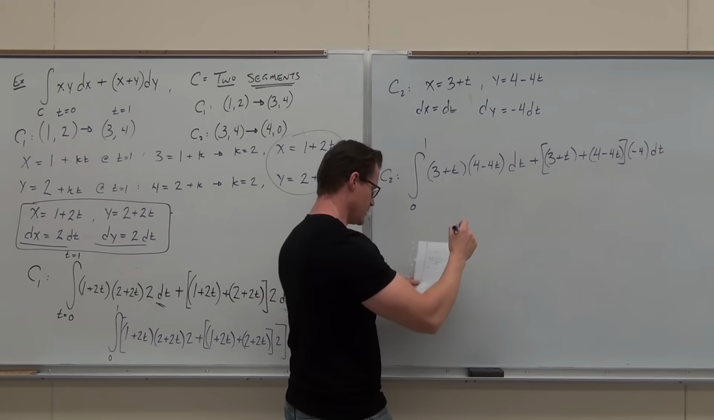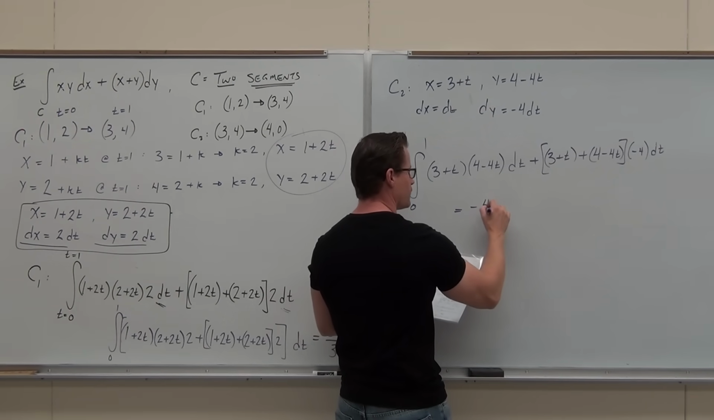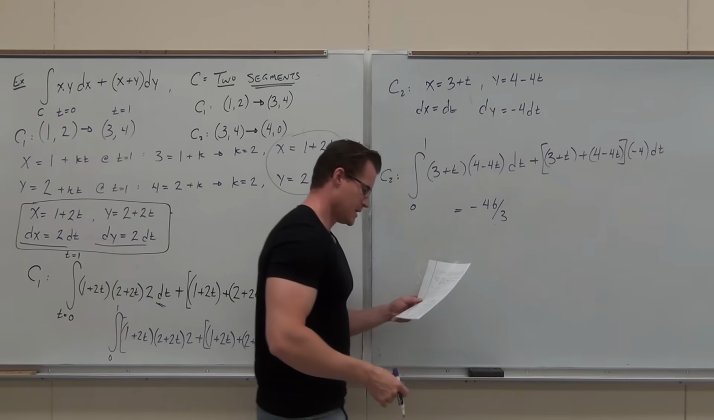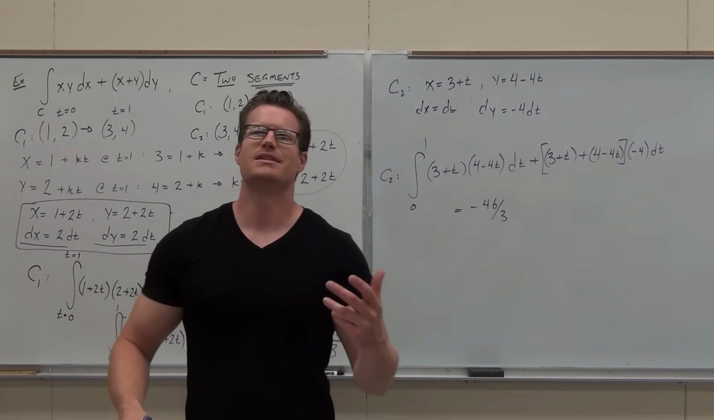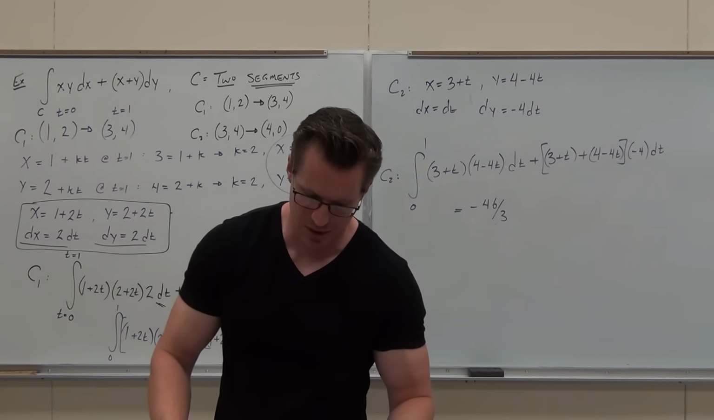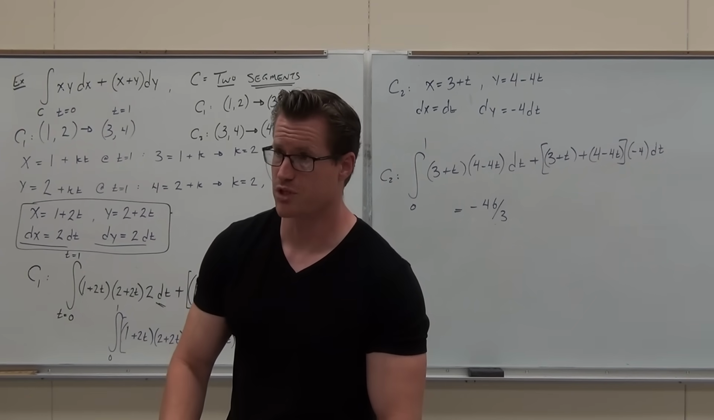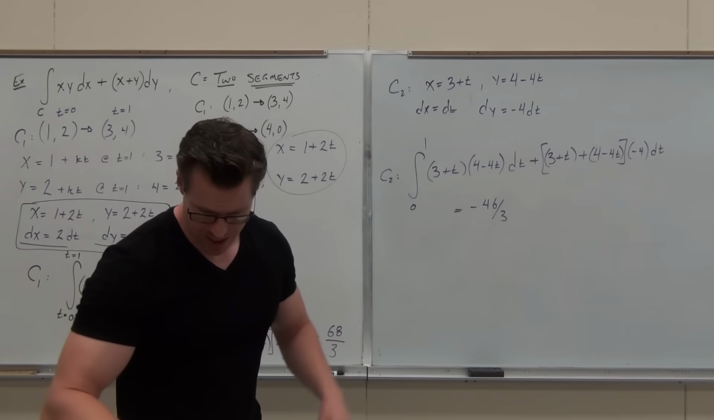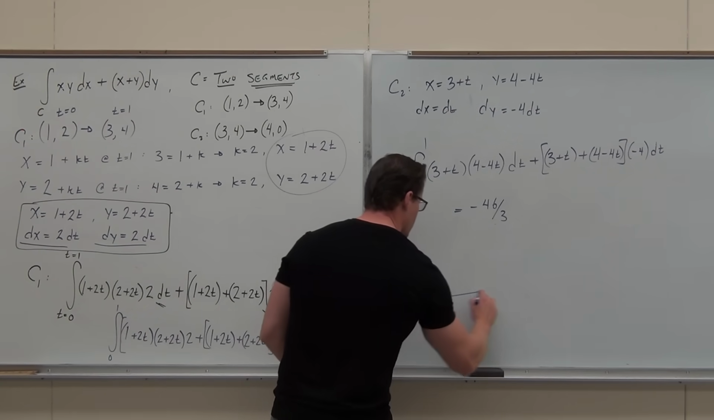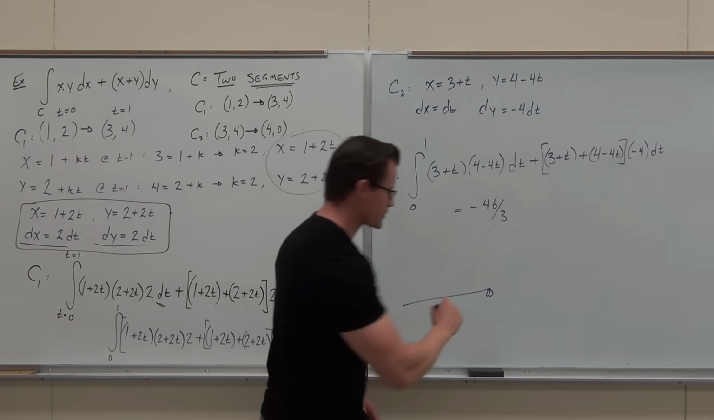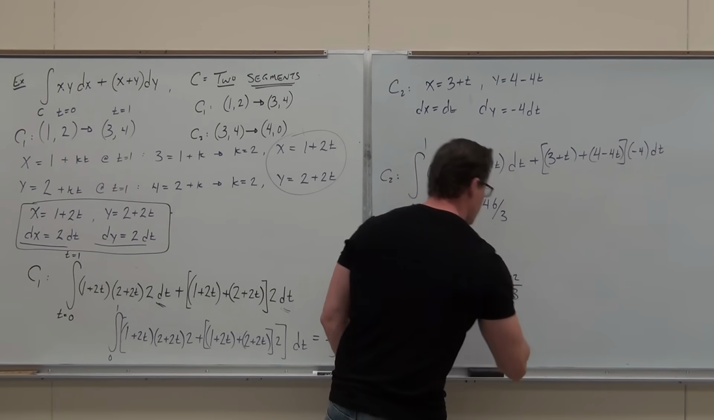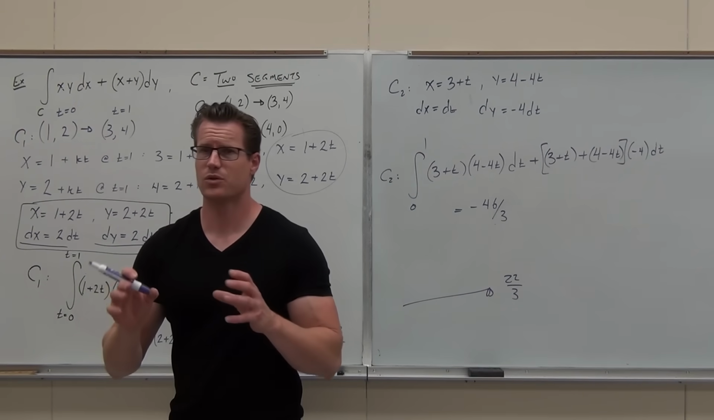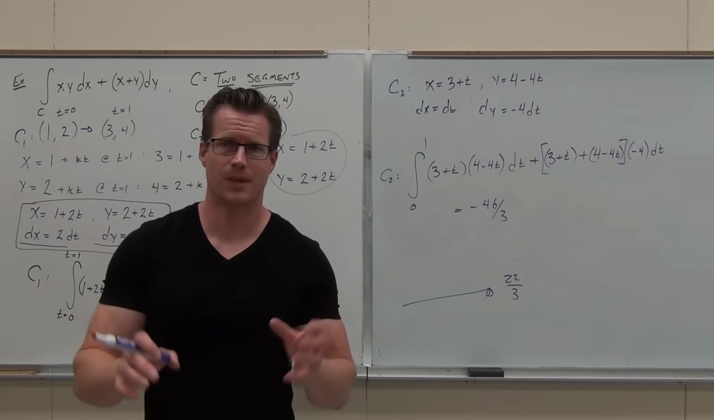Factor your dt's like we did before. This ends up being negative 46 over 3. Can you get negatives? Yes, you can, because of the order of your endpoints. You reverse them, you get a positive. If you add these together, your total answer is 22/3. That's the idea. Do line integrals make sense to you? Okay.